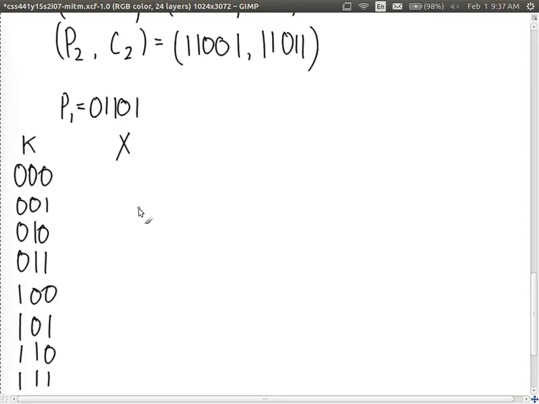So, look up in the table. Given plain text 01101, key 000, what comes out for our cipher Bob? That's simply look up in the table, write it down, and then do it for the other keys. So we need to try it for all possible keys here. This is a brute force on the single version of our cipher. Quick. Won't take long to find the answer. 8 values of X.